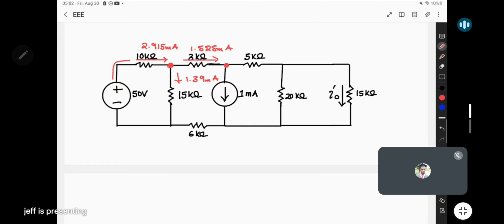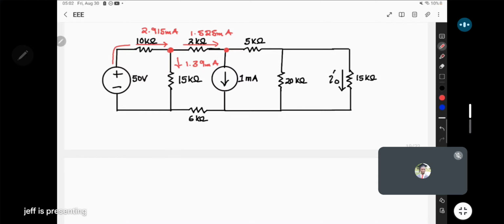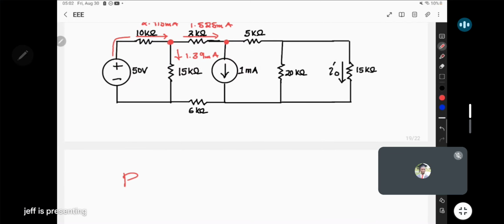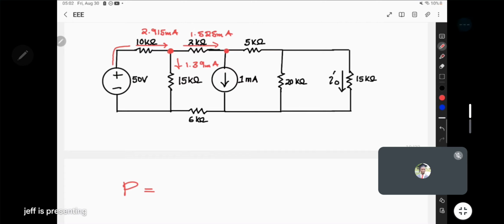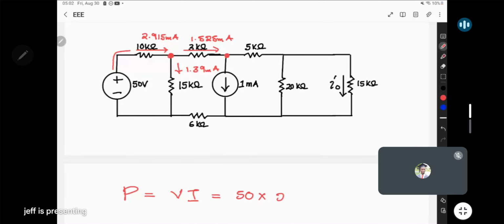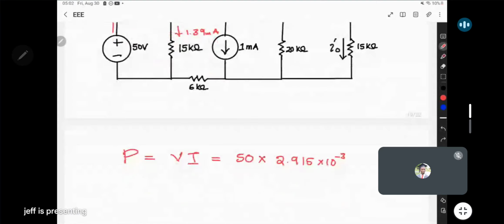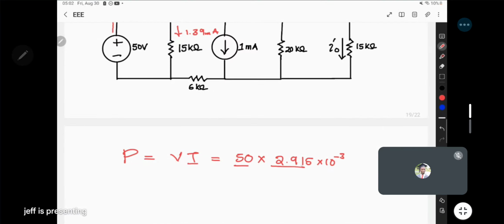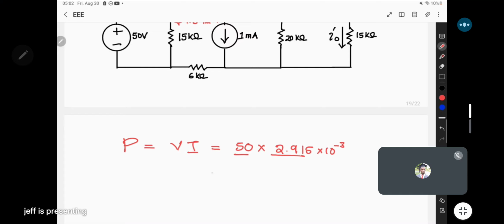So at this point, we now know the current that is coming from the 50-volt source. So we can now easily get the power developed by that source. So the power developed by this source will be equal to voltage times current there. The voltage supplied is 50 volts. The current supplied is 2.915 milli, so this means by 10 to the power minus 3 amps. Or you can just multiply the 50 and this, the answer will be in milliwatts. So what will be 50 by 2.915?